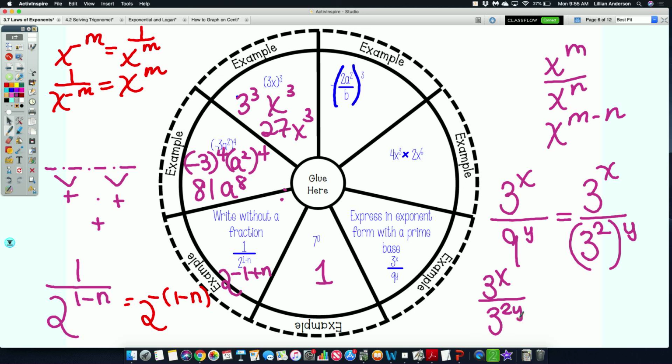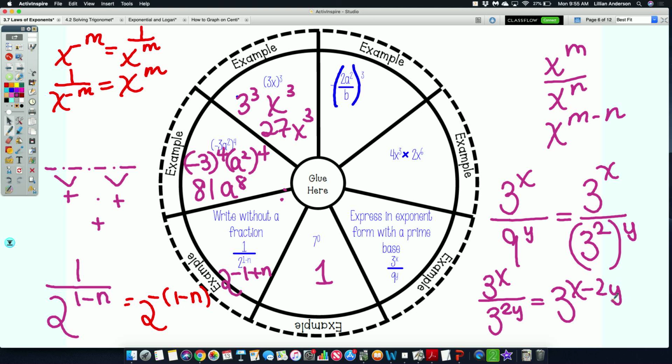Now that they're the same base, could I apply the quotient rule? Yes. And then what would you do to your exponents? Subtract them. So then this becomes 3 to the x minus 2y. And that is how you express this expression in exponent form with a prime base. What does prime mean? You can only get it when you multiply 1 by itself.